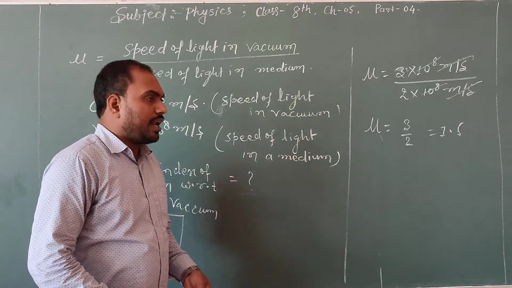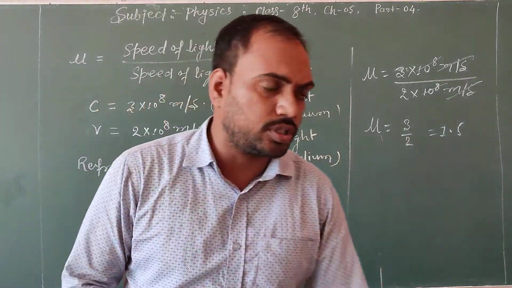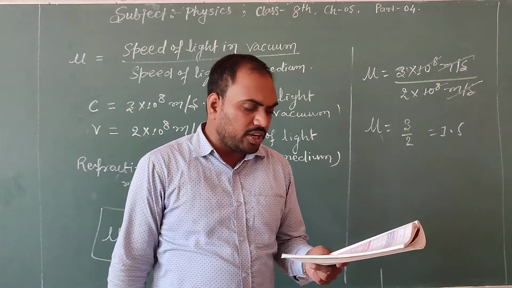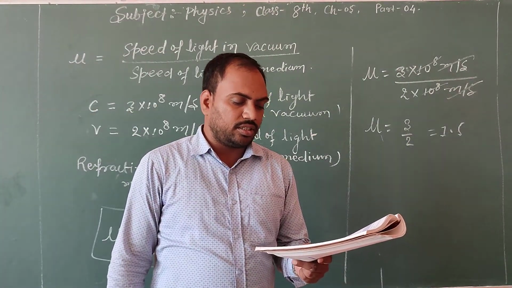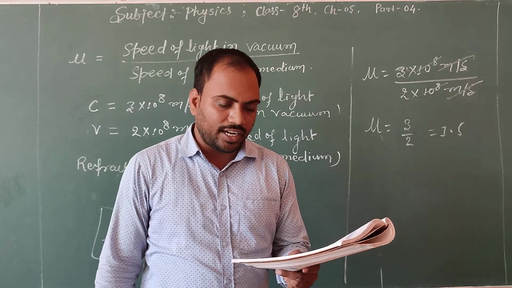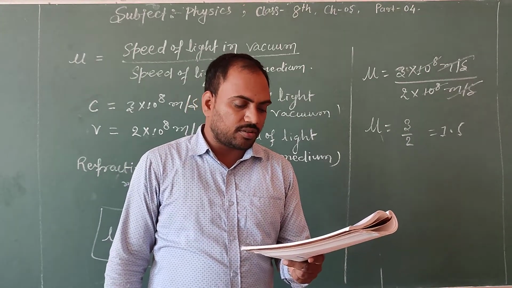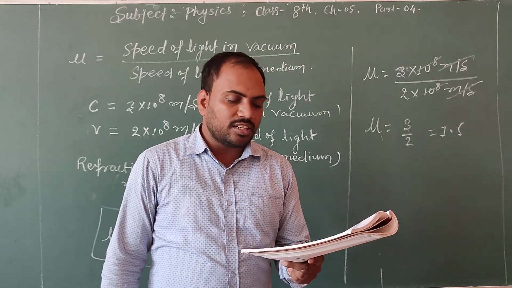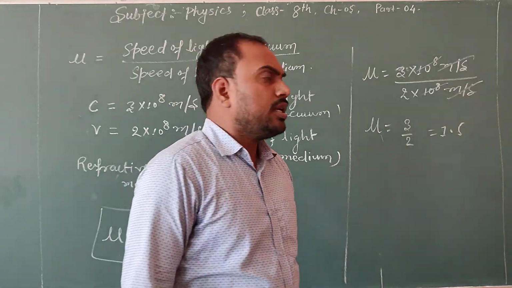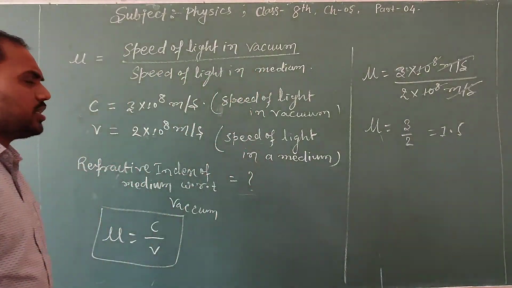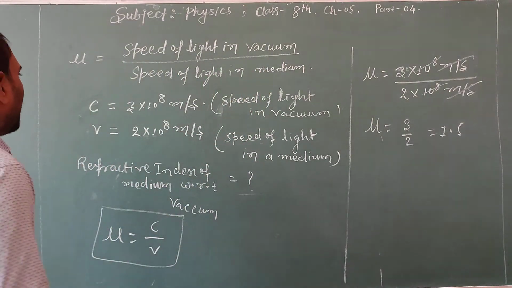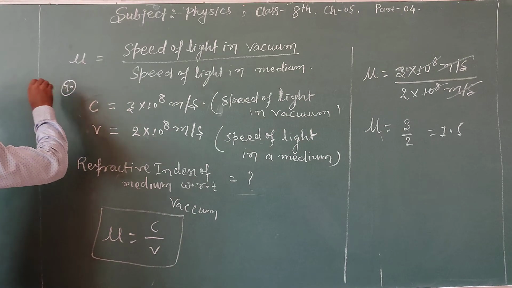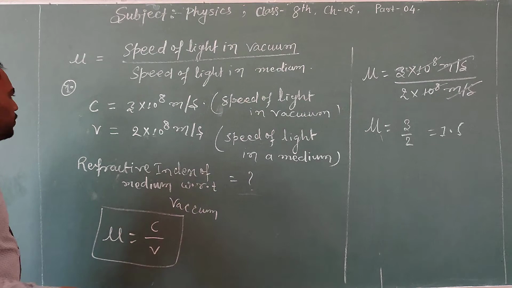Okay, now we will move to the next question. What is the next question? The speed of light in a vacuum is 3 into 10 raised to power 8 meter per second, and the refractive index of the medium with respect to vacuum is given as 1.4. Find the speed of light in that medium. It is a similar question, but there is a small change in the data. This was the first question.